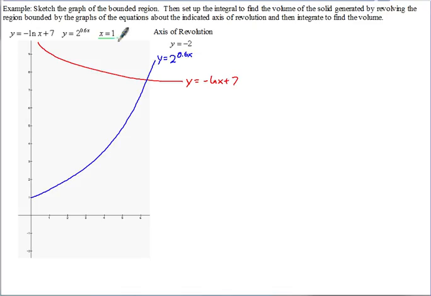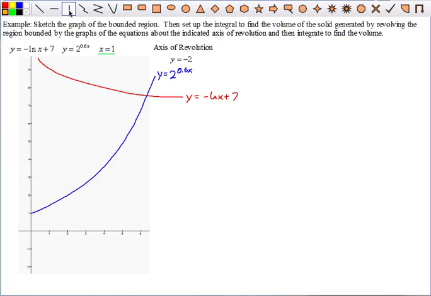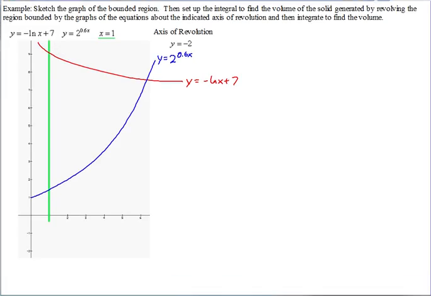We also have x equals 1, which is just a vertical line, right here. So now you can see we've got a region enclosed right here. So, draw a representative rectangle there. Let's go ahead and set this one out here.